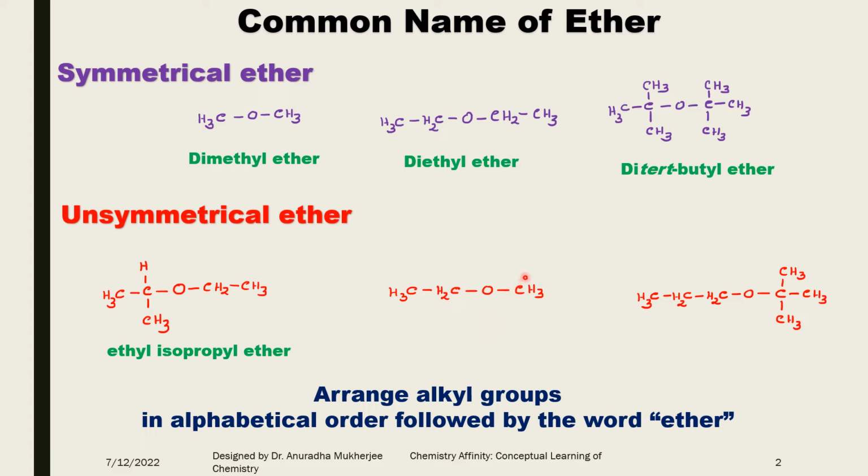Now here it is a methyl and ethyl, so in alphabetical order ethyl will come first, so ethyl methyl ether. And here it's a tertiary butyl and this side is propyl, so again we are considering the butyl, the B, so B will come first followed by the propyl P, so that's why it will be tertiary butyl propyl ether.